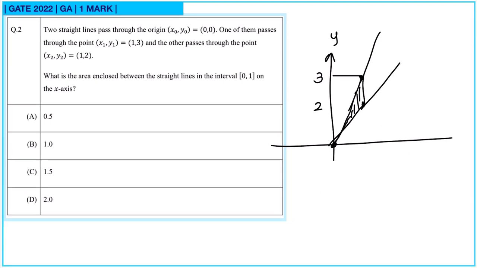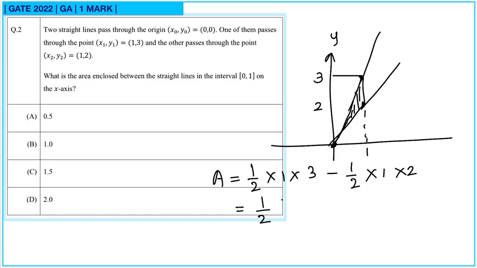So let us calculate the area of the two triangles, and the difference between those two triangles will give us this shaded part. This point is 1. So this area is equal to the area of the bigger triangle, half into base into height, so half into 1 into 3 minus half into 1 into 2. So this will be equal to half into (3 minus 2), that is 1 only. So half, that means 0.5. So the correct option is option A, 0.5.